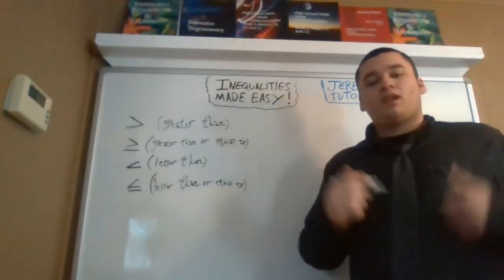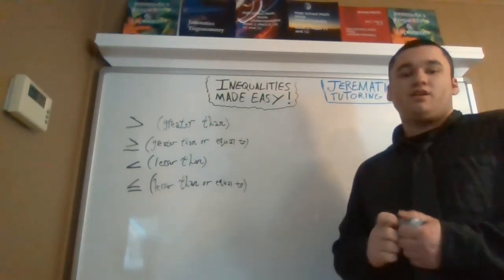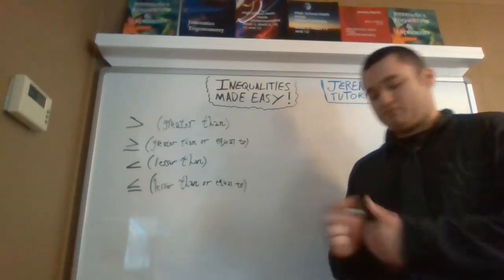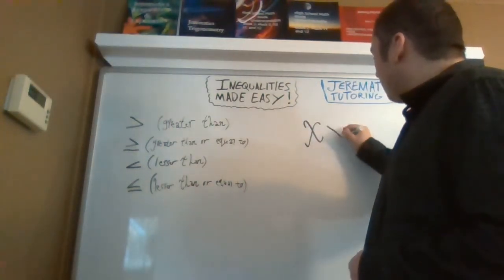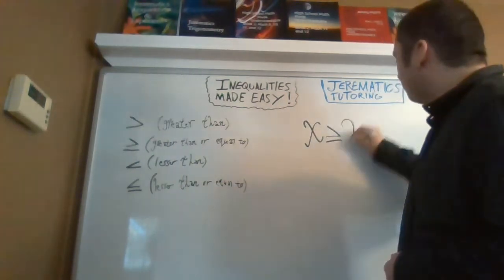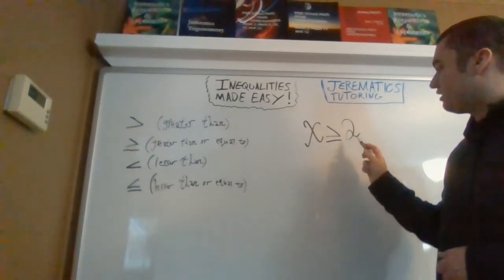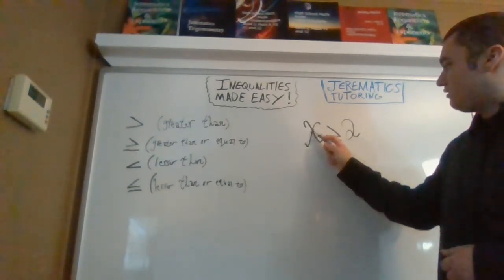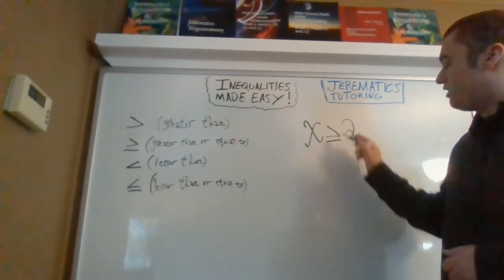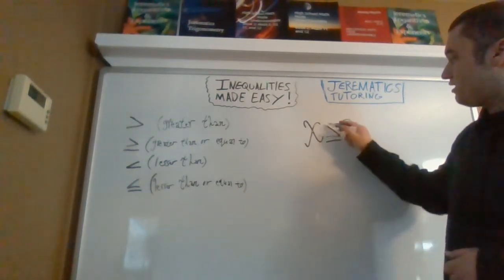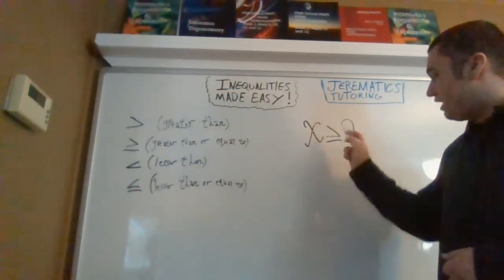And most times you will not have a 5 and a 2, you'll have variable letters. And the teacher's going to ask you, well, what does this mean? So when I'm talking about variable letters, here's what I mean. X is greater than or equal to 2. What does this mean? This means that X is equal to 2, and X can be anything above 2, because X is bigger than 2. As you can see, it's going after the X. It always goes after the one that's bigger, and X is bigger than 2.